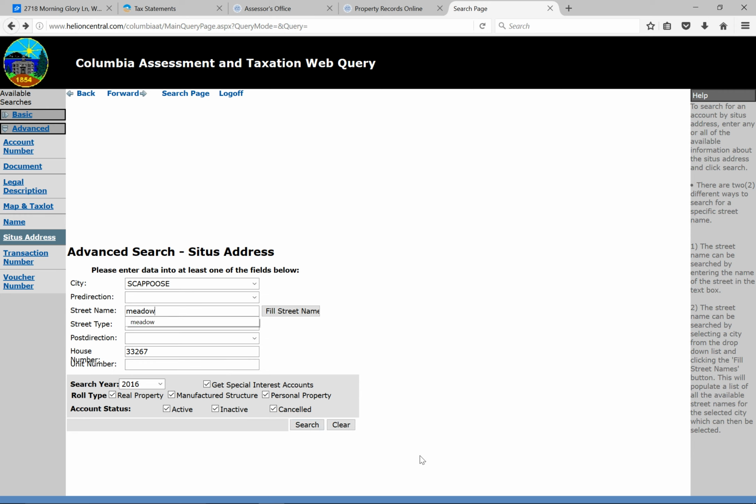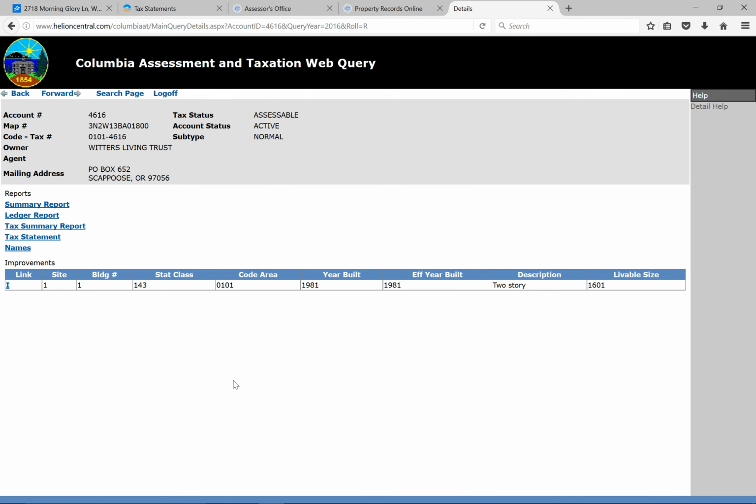I bet it's because I have a blank in there. It did. God dang it. I had Meadow with an extra space on the end. Some of these things are a little finicky.